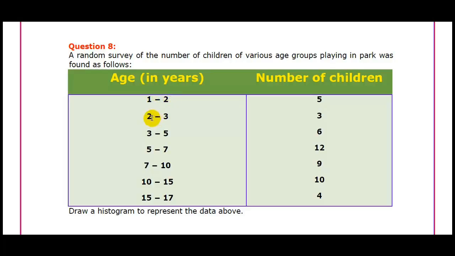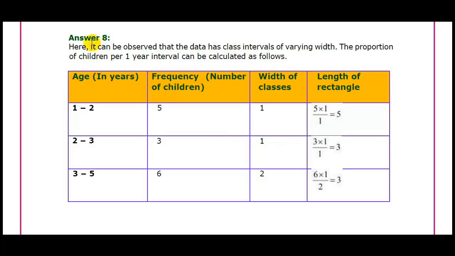And the next is 2 to 3, class size is 1, and next 3 to 5, the class size is 2. So the class size is different here, and also here you can see 7 to 10, the class size is 3. So answer to the question number 8. Here it can be observed that the data has class intervals of varying height. The proportion of children per 1 year interval can be calculated as follows.